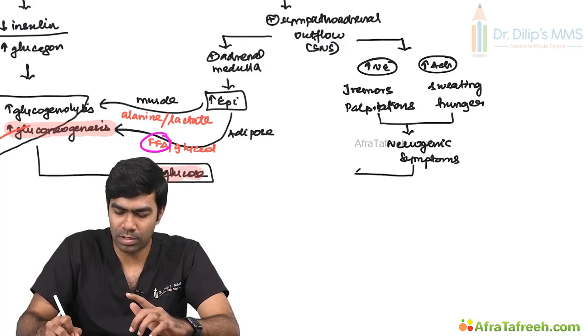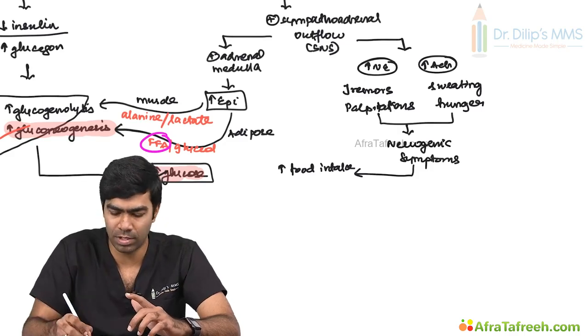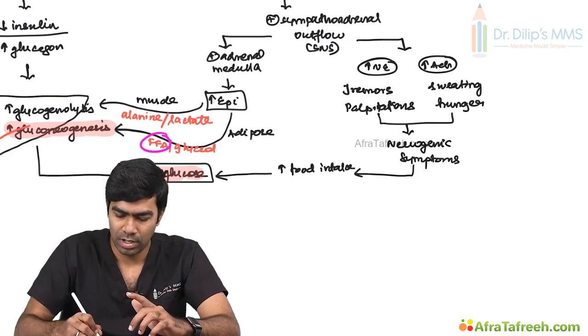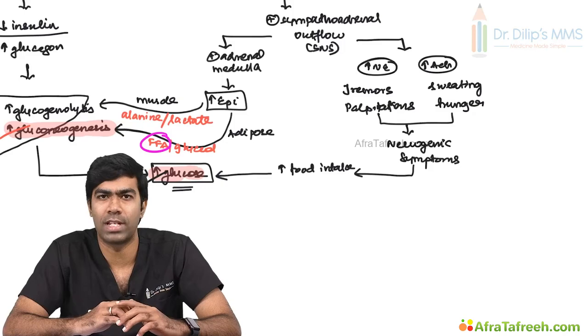These neurogenic symptoms are going to result in increased food intake by the patient, because the patient knows that they have to take food to abolish these neurogenic symptoms, and that will result in increased glucose entry into the body by absorption of glucose from the gastrointestinal tract.